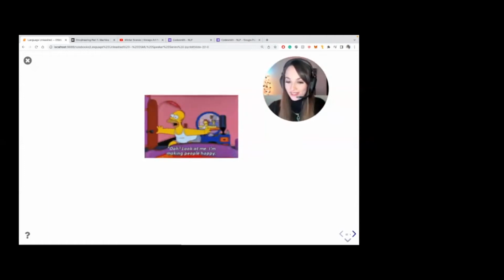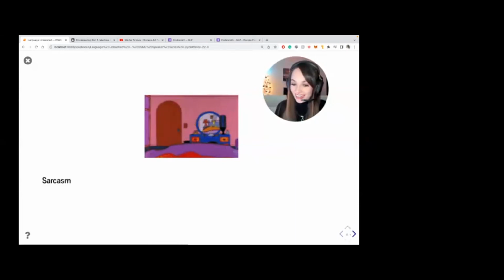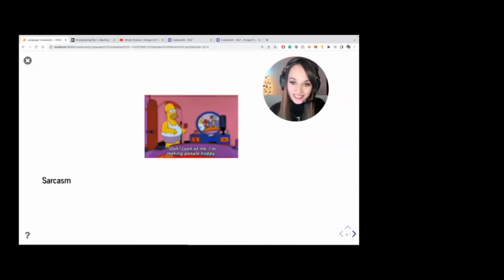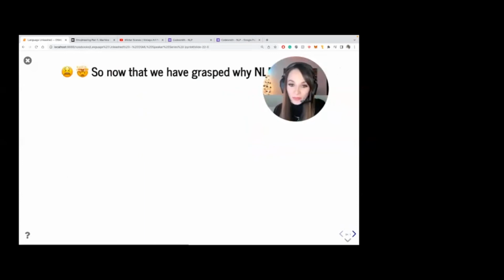Another issue is, for example, let's look at Homer. Homer is saying, I'm the magical man from the happy land, etc., etc. And then he comes back and says it's sarcasm. I don't know about you guys, but I have a hard time knowing what's sarcasm and what is not. So imagine trying to teach that to machines. That's another challenge that we face with NLP.